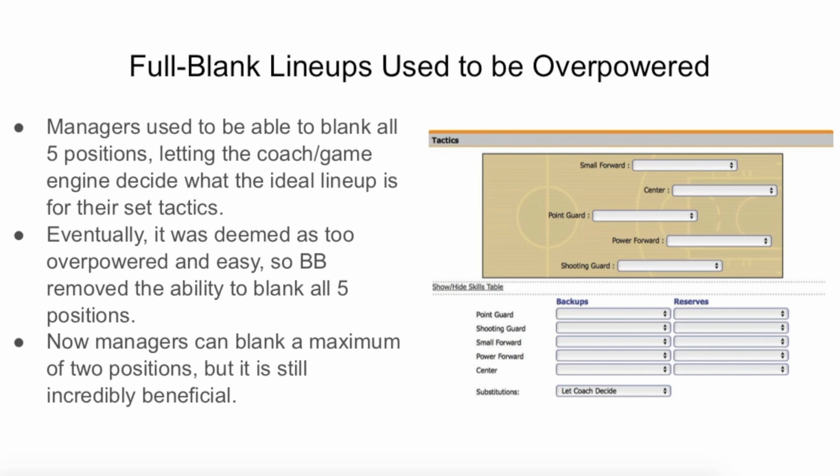And this was a very good strategy. It led to very good substitution patterns and very good performances from players, but it was eventually deemed as too overpowered and easy, so Buzzer Beater removed the ability to blank all 5 positions. With that being said, managers can still blank a maximum of 2 positions, which is still incredibly beneficial to make use of.